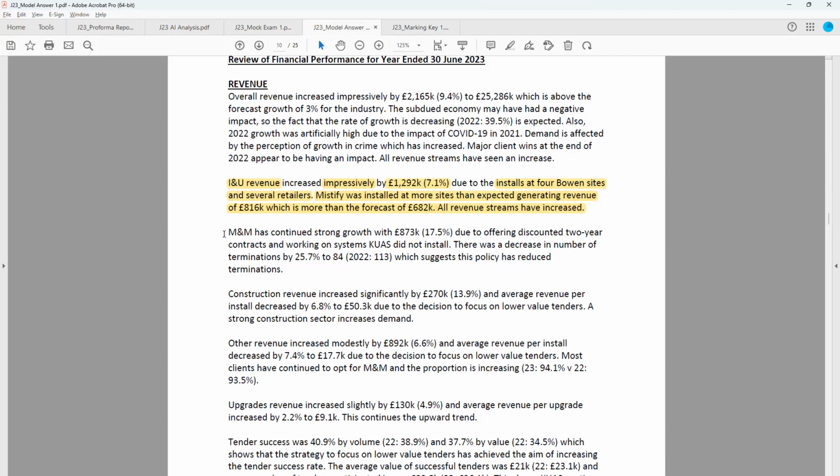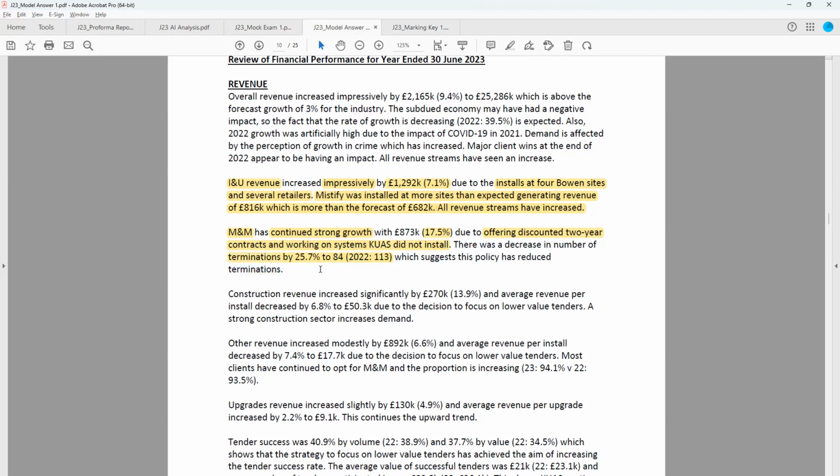And then we'll do the same thing with M&M. So M&M, I'd like to not just say the same thing, increased impressively, over and over again. So you could say it's continued strong growth. You're almost effectively implying the trend there because you're saying it's continued strong growth. Then the reason, of course, from the exam paper where we can: offering discounted 2-year contracts and working on systems that they did not install. And then what would be a further insight point or a further bit of analysis? We could look at the change in the terminations. And that, of course, suggests that this policy has reduced the terminations.